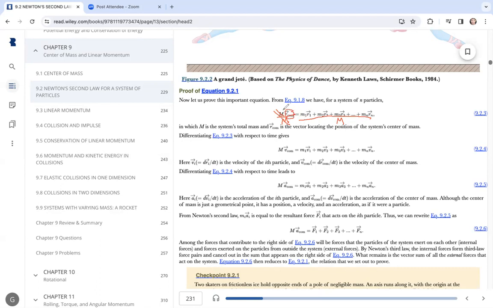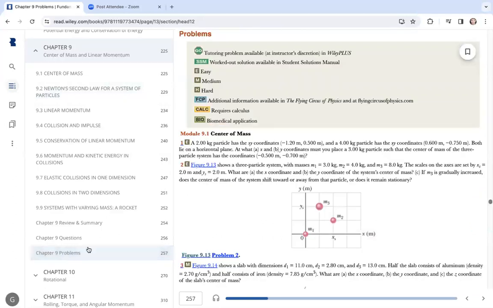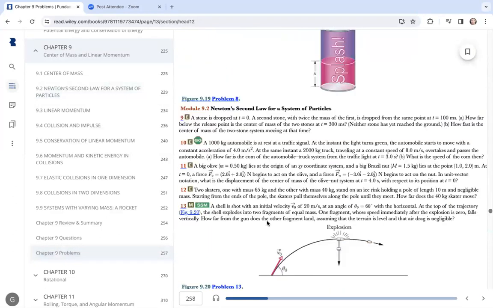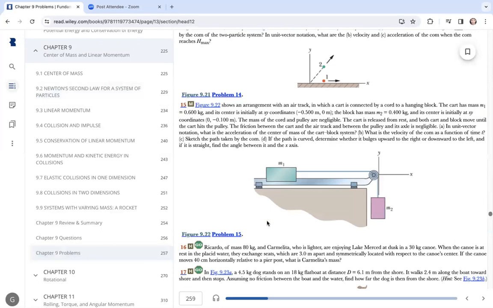Well, if we wanted to take the derivative of this, the derivative would be the velocity of the center of mass. And you would have this equation here, which is like the center of mass equation, but instead of positions, with velocities. And then you could do it again with accelerations. So let's go back to our problems. And that was problem number 15.